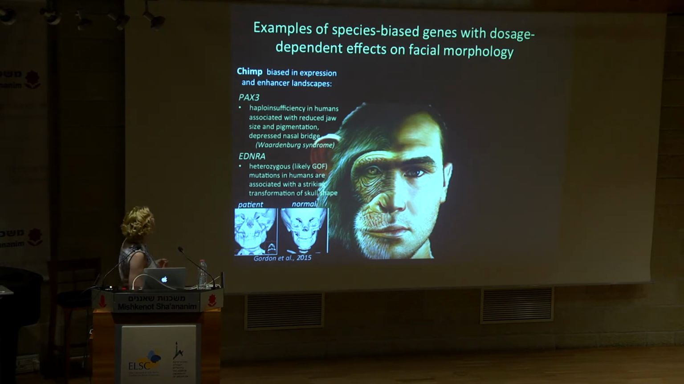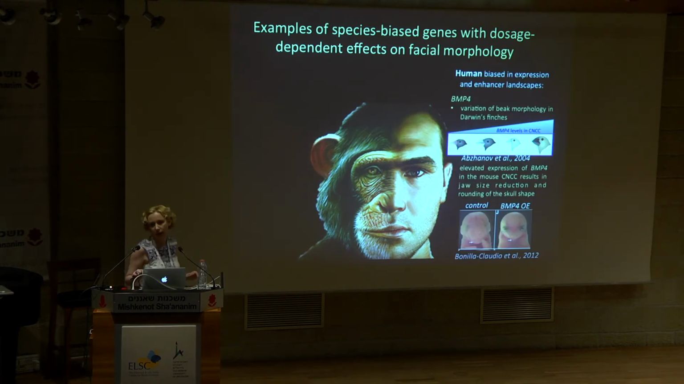So let me give you an example of the chimp bias. We have here PAX3 and endothelin receptor A, both of which have been associated in a dosage-dependent manner with changes in facial morphology in humans. And one of my favorite examples on the human biased side is BMP4, because this gene has already been associated with variation in facial morphology, but in Darwin's finches, where increased BMP4 levels in developing cranial neural crest have been associated with changes in beak morphology.